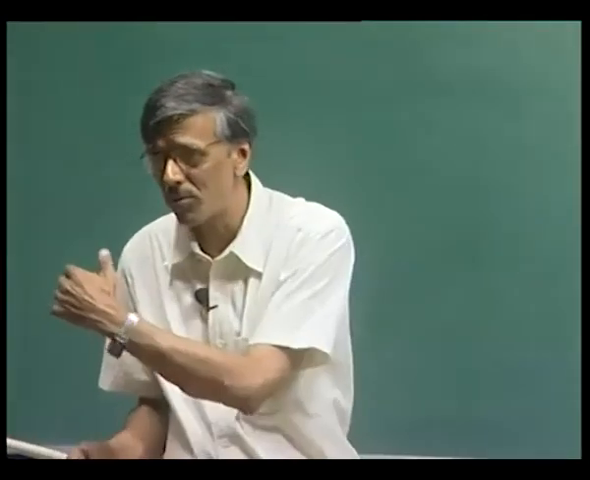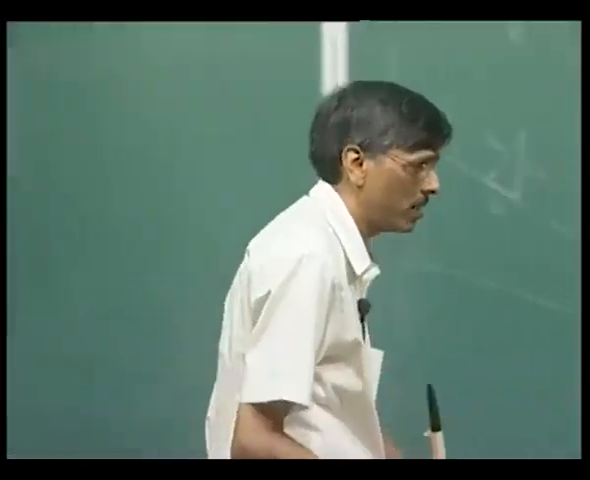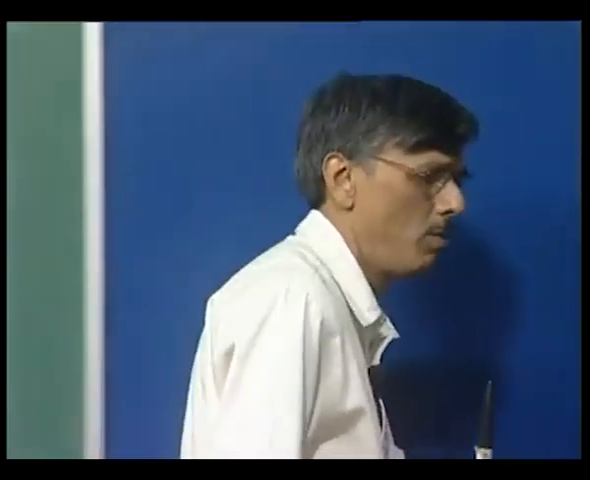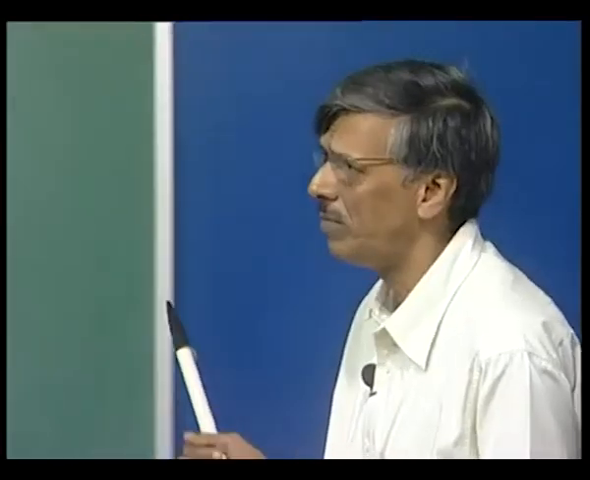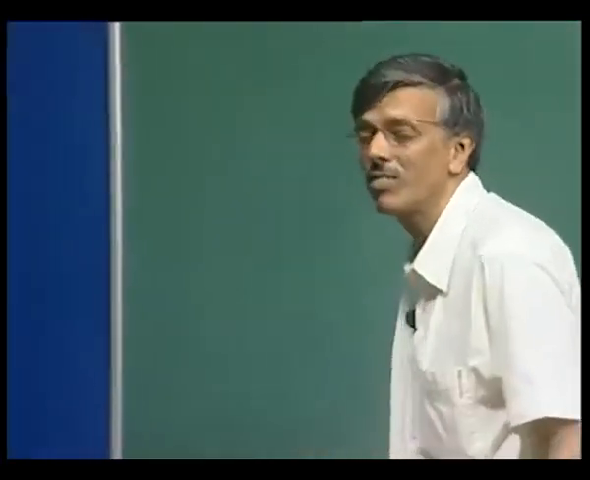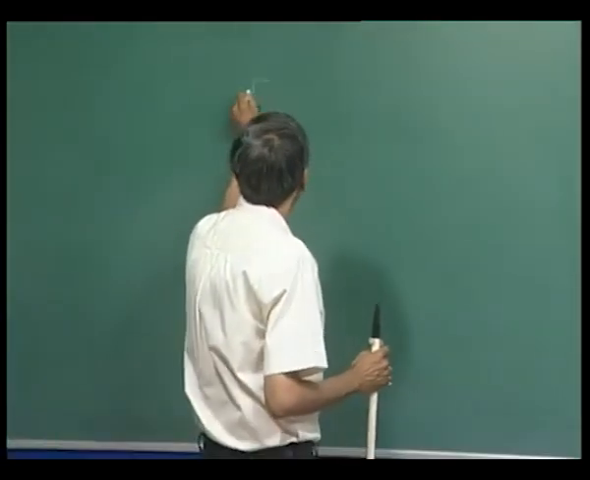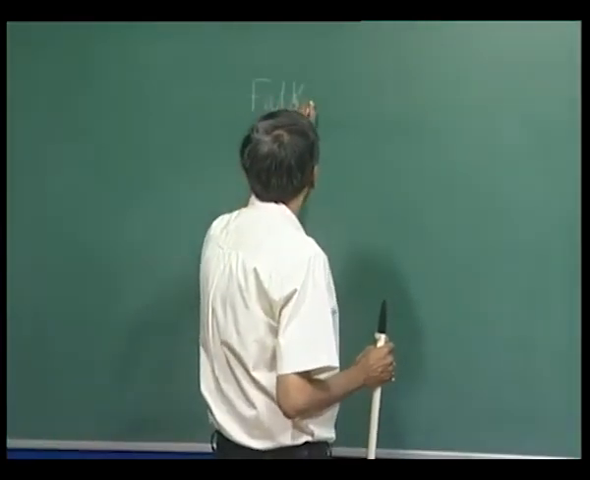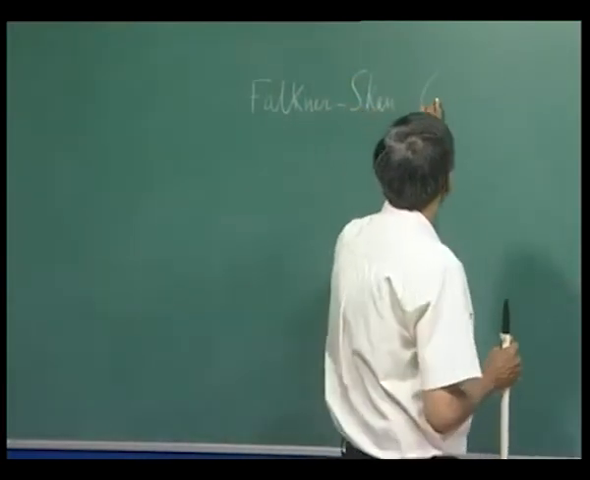And what about W? Because we are talking about infinite sweep, we have a W component, but it does not vary with z. So, that is why you have W equal to a constant. So, from now on, we will be talking about the extension of the Falkner-Skan wedge solution by this idea of Cooke as the Falkner-Skan-Cooke profile.